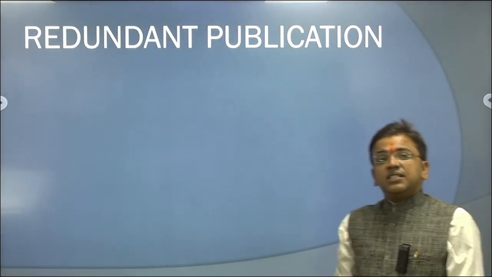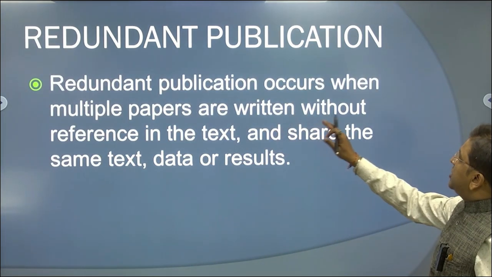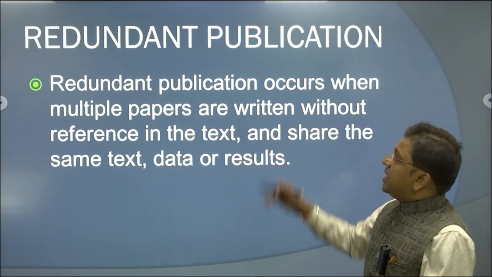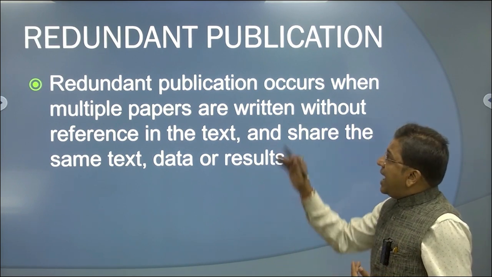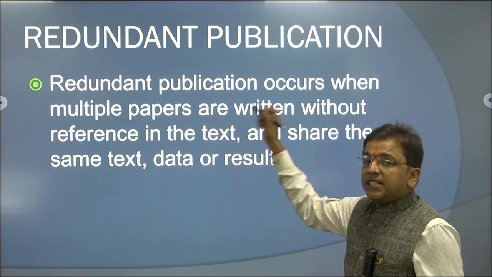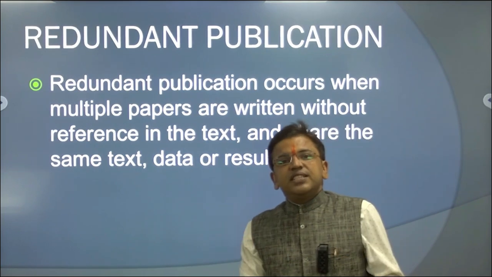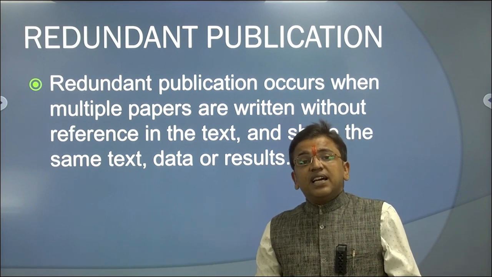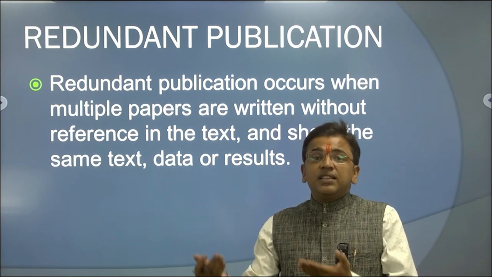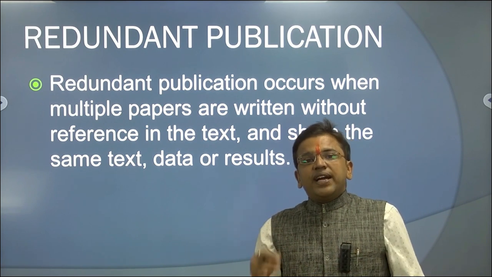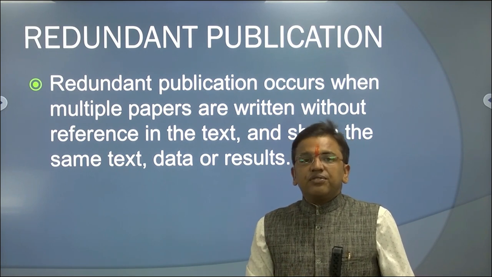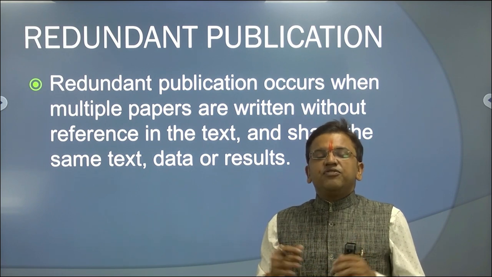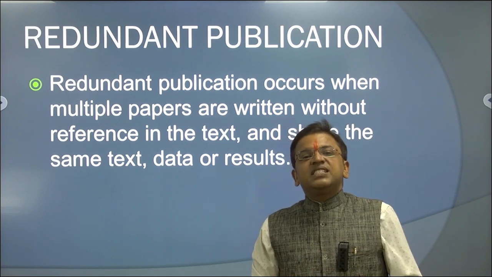Now, redundant publication. Redundant means what? It's of no use. So redundant publication occurs when multiple papers are written without references in the text and share the same text, data and result. Here, redundant publication means that you are taking the work and you are not citing the work. Without references, the paper is of no use, because there is no authentic base for where you have taken the data, the models, and the theoretical aspect from. So each and everything you write and mention in your research work must have proper references. Whenever a paper without references is taken into consideration, it is of no use for a researcher or for the research field. It is said to be redundant publication, which means it's a waste for society.